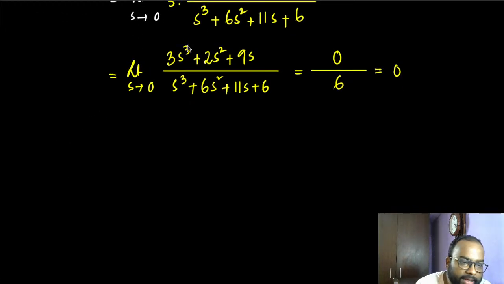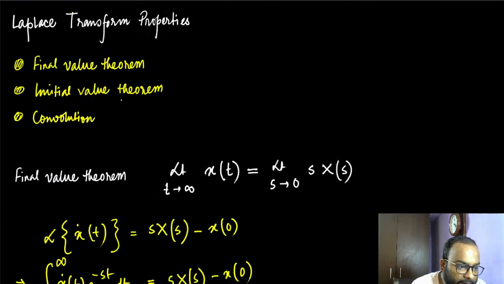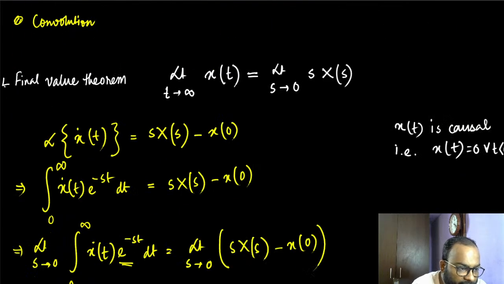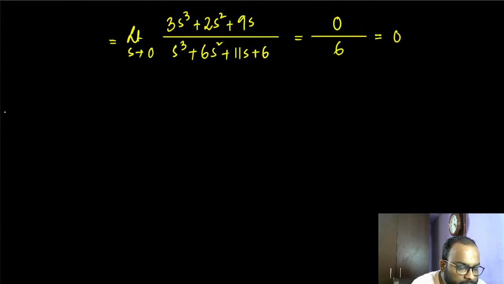So let's now talk about the initial value theorem. This is also one of the most important theorems that we require in control system engineering. That was the final value theorem. Let's talk about the initial value theorem. We would approach the problem in a very similar way.